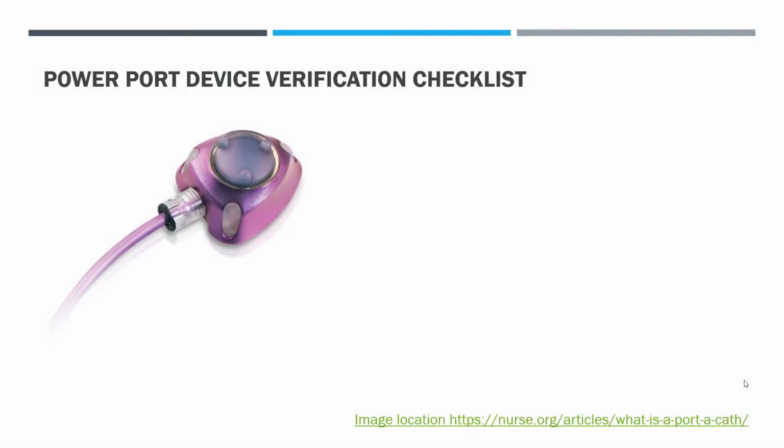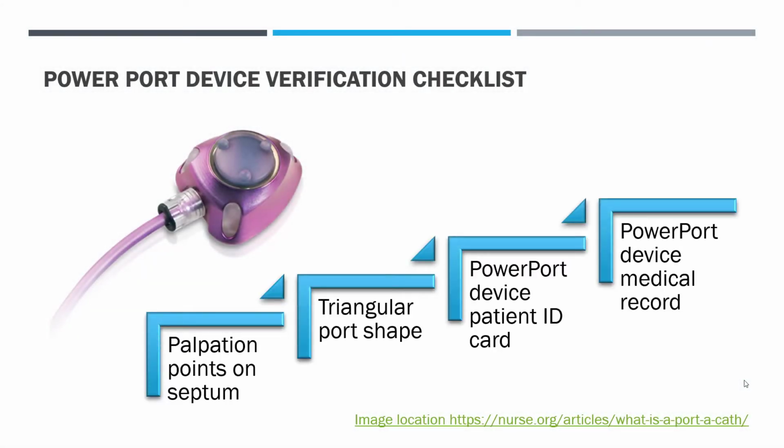So a couple of items to address. First things first is palpation points on the septum. Second thing is triangular port shape. Third thing is power port device patient ID card. And fourth thing is power port device medical record. So you need to have 2 out of 3 of these in order to use power injection with a CT scan.